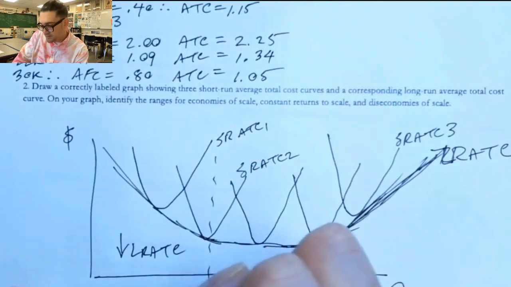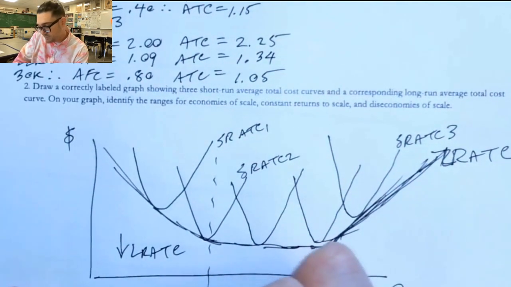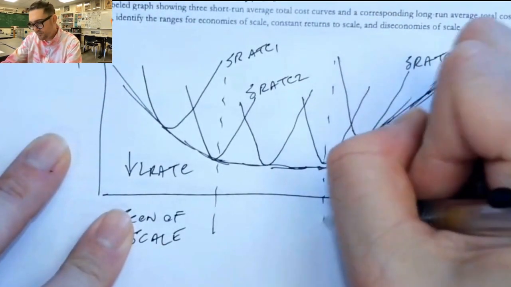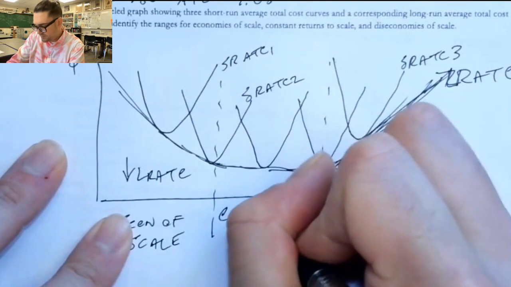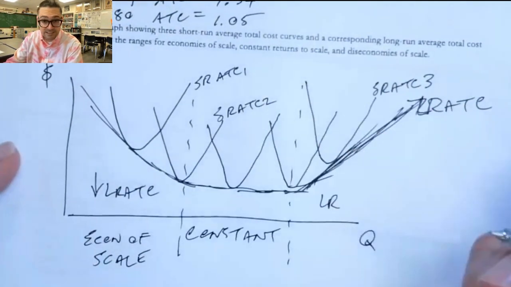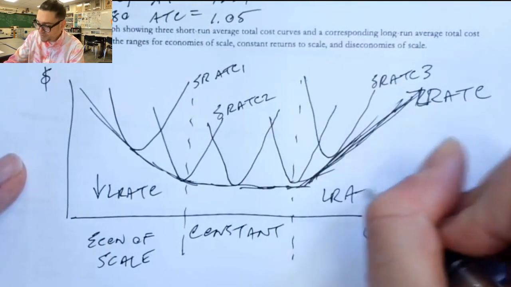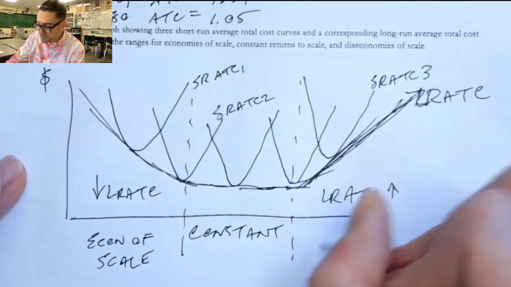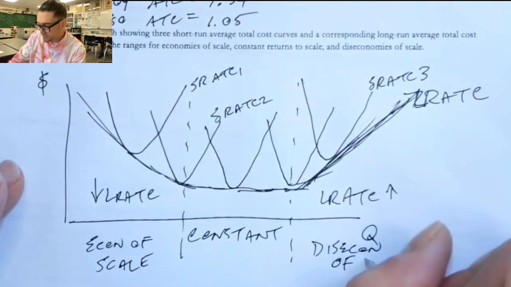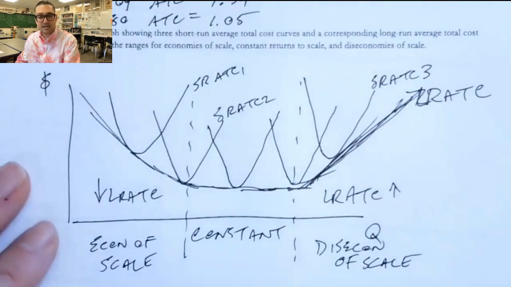We would say that here is where the LRATC is decreasing, and so this is the economies of scale range, the first range. Then we have constant returns to scale, where the LRATC is staying flat. And when the LRATC starts to bend back upwards, that's what we call diseconomies or decreasing returns to scale. So you're not getting as much out of it.